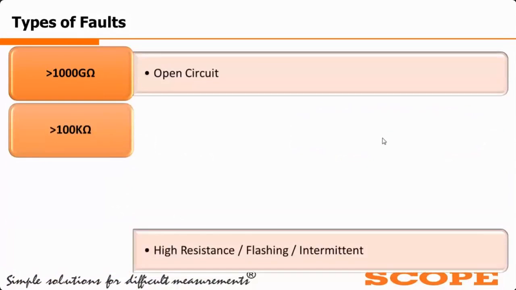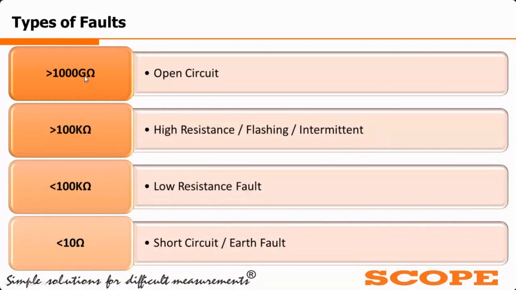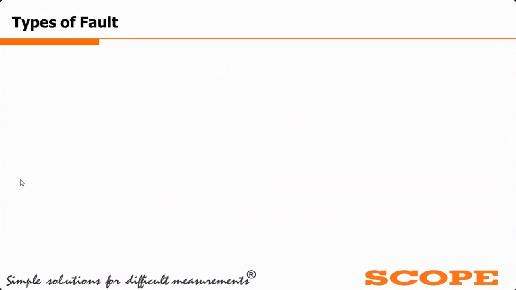Now one by one we will see the types of faults according to the fault resistance. If the fault resistance is in the order of mega ohms, then the conductor is totally broken, and it is called an open circuit fault. If the fault resistance is greater than 100 kilo ohms, it is called a high resistance type of fault. If the fault resistance is less than 100 kilo ohms, it is called a low resistance fault. And if the fault resistance is between 0 to 10 ohms, it is called a short circuit or direct contact type of fault.